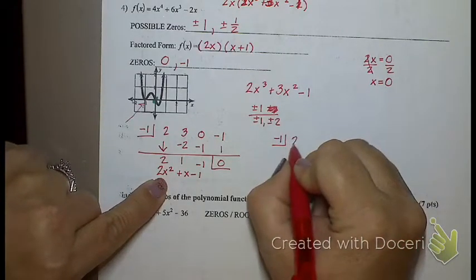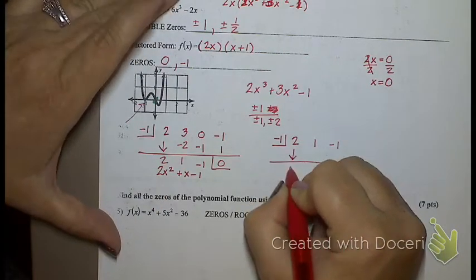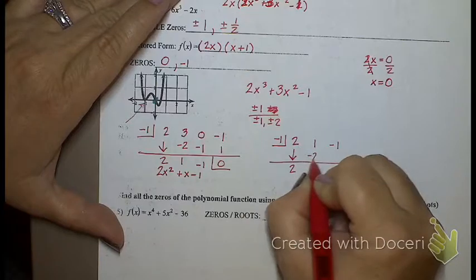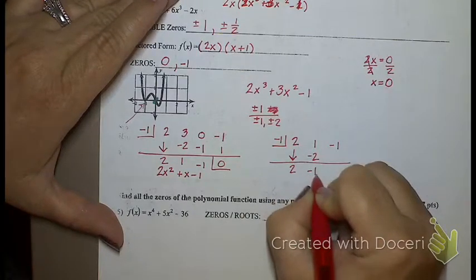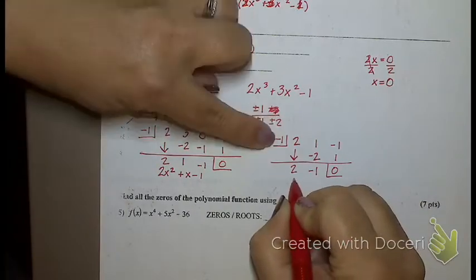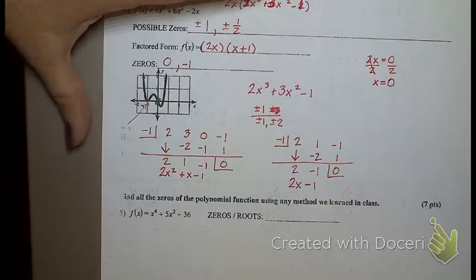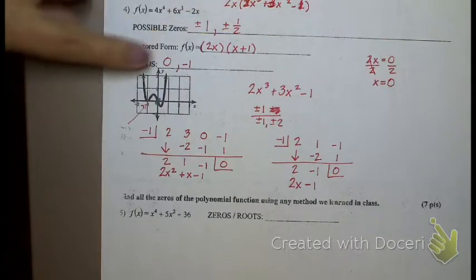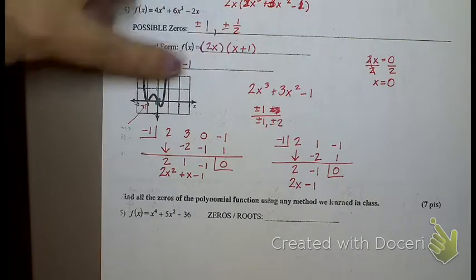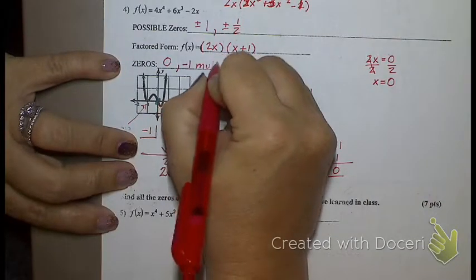So let's check that. 2, 1, -1. 2 times -1 is -2. 1 minus 2 is -1. That gives me +1, and that gives me 0. So I had a second degree, and now I'm down to just a first degree, which is 2x minus 1. So how do I note that -1 was a multiplicity of 2? I write multiplicity of 2 on this line.